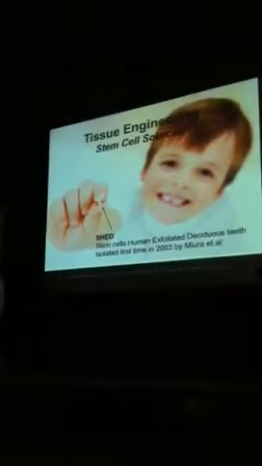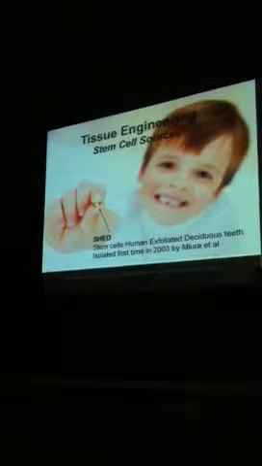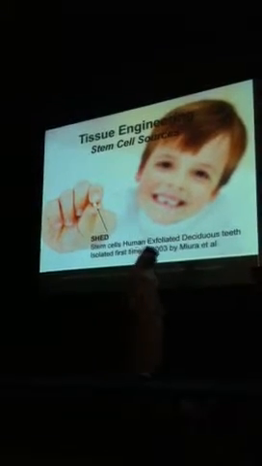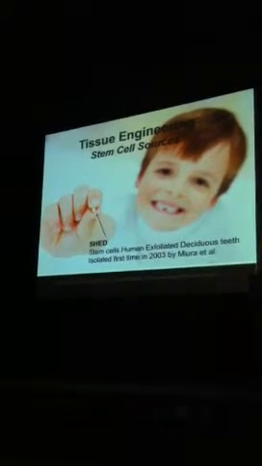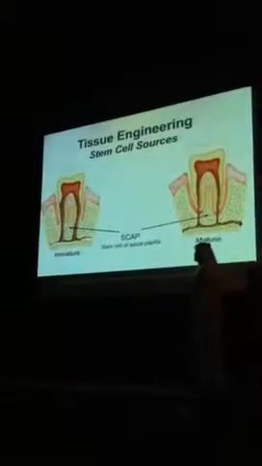A fourth source of stem cells is basically SHED. SHED is pretty much stem cells from human exfoliated deciduous teeth. It was isolated for the first time in 2003 by Miura et al. And this is definitely a very promising field that we hope we're going to hear more and more innovations about in the future.